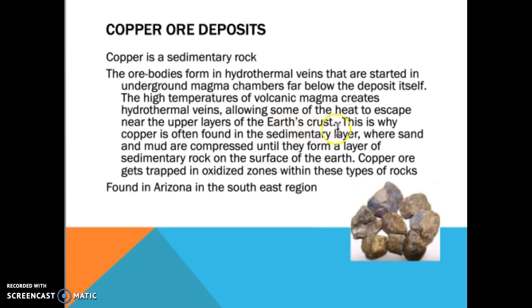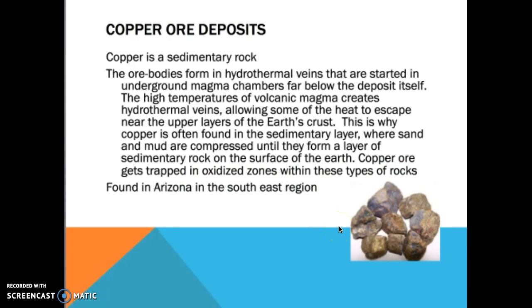of the Earth's crust. This is why copper is often found in the sedimentary layer, where sand and mud are compressed until they form a layer of sedimentary rock on the surface of the Earth. Copper ore gets trapped in oxidized zones within these rocks and these types of rocks. This is kind of what it looks like right here when you mine copper.